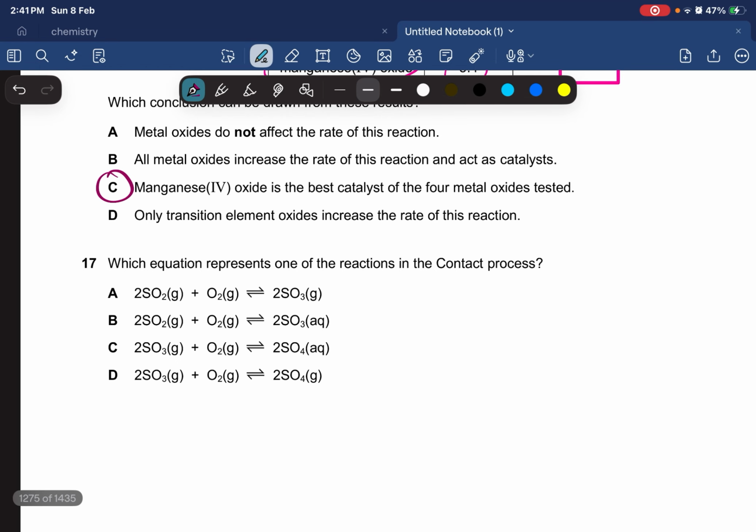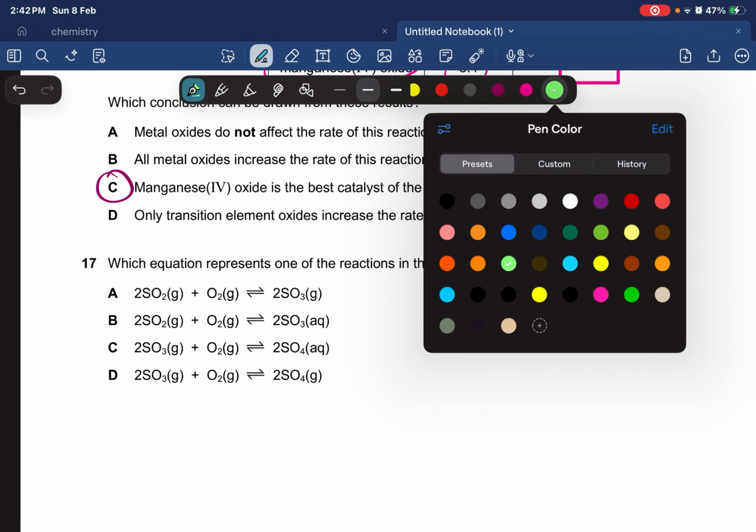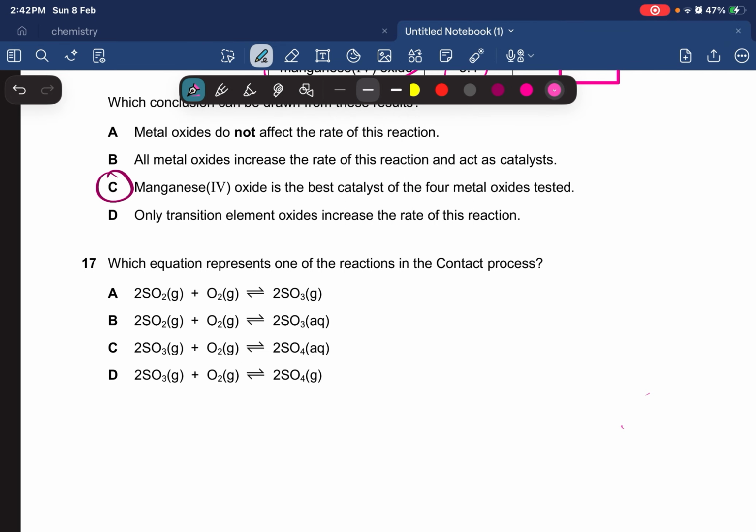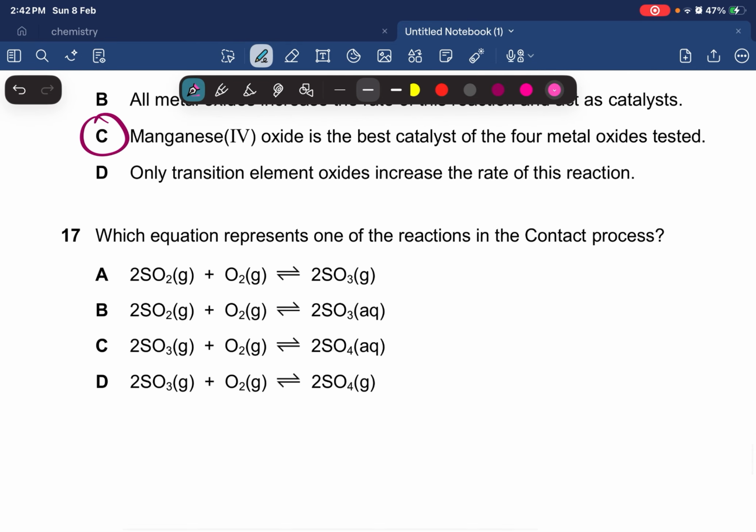Which equation represents one of the reactions in the contact process?